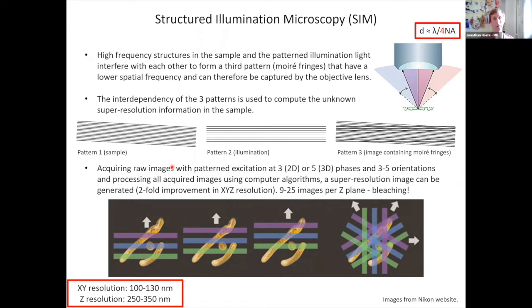That's both in X, Y, and Z, which gives you a resolution down to around 100 to 130 nanometers in XY, and 250 to 350 nanometers in Z. And because there's a 2-fold improvement, what I've done is modify here the lateral resolution equation to lambda over 4NA, just to demonstrate that, to reflect that.